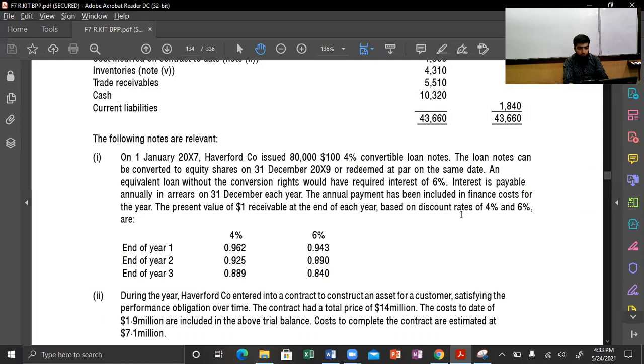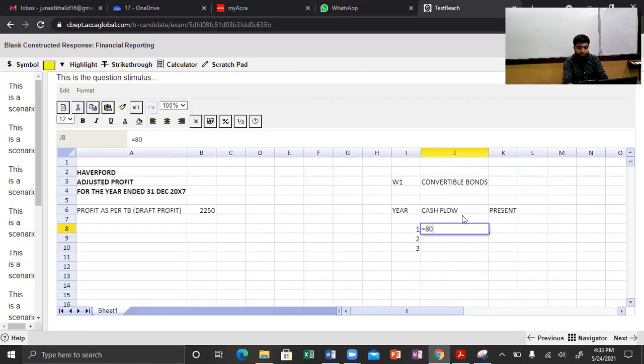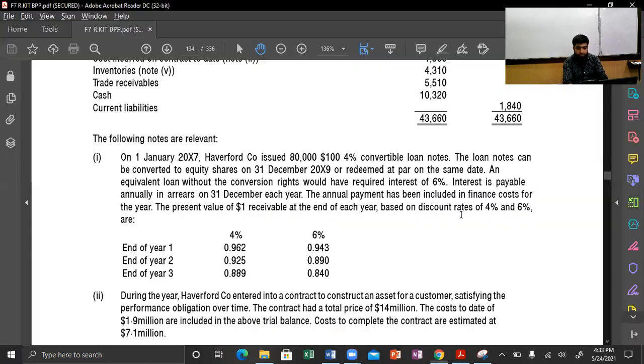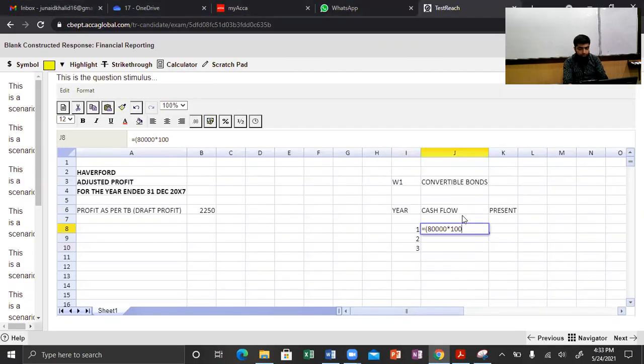So what is the amount of par capital? Yeah, par value. The amount of the par value is 80,000. Let's apply the formula. 80,000 multiply by 100, multiply by 4%. So the 3,20,000 is the coupon amount or the interest paid.